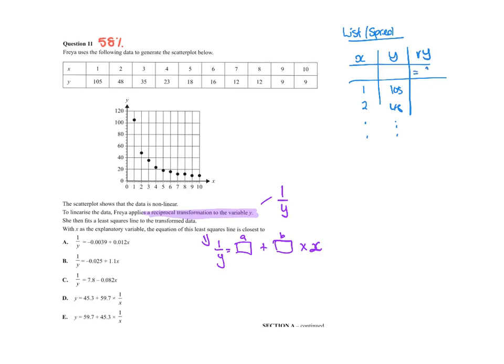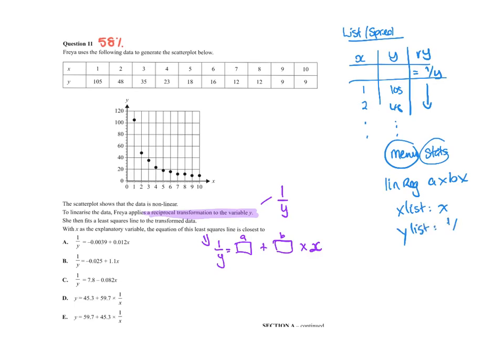So in here, we'll write it equals 1 over Y, and it'll fill it in for you. And then when you go to menu, and you go stats and all that, and you get down to the linreg, A plus BX. Remember, your X list will still be X, but your Y list will be the reciprocal Y, or whatever. And then you go find the A value and the B value, and you pop it in, and you'll end up with A.